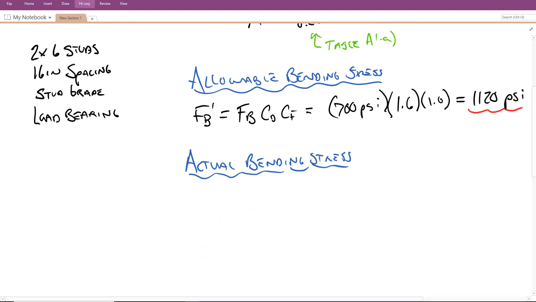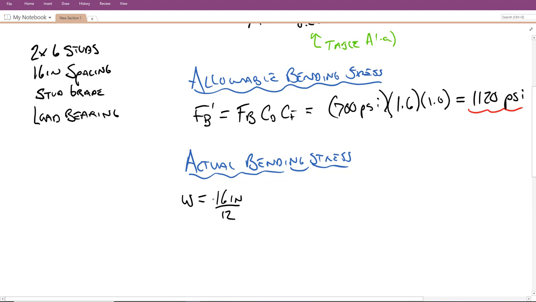And so first thing we need to do is determine what the uniform distributed load is. So we have an area load right now of 15 pounds per square foot. So recall that to get the uniformly distributed load, we do the spacing, in this case 16 inches.